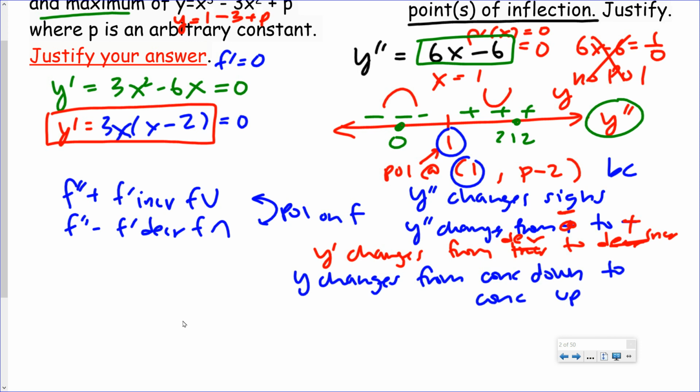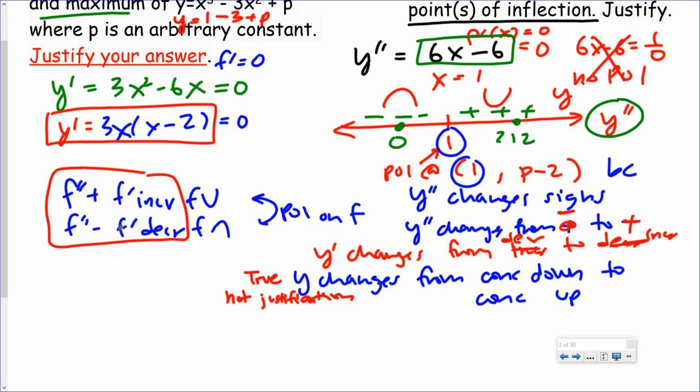No, because that's exactly what you're saying. No, because that's a definition. You guys agree with that? Just to make sure you understand, this is a true statement, but it's not a justification. Tricky. It is a true statement, but it's actually the definition of a POI. You guys good with that? So you cannot use it for a justification. Make sure when you're pulling for justifications that you only pull the derivative parts. Please don't pull the f parts or the y parts. These are the definitions.